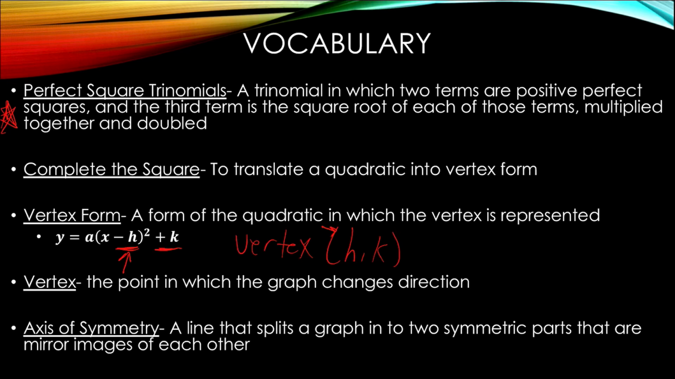The axis of symmetry is a line that splits a quadratic in half. So if I have my quadratic right here, that's the line of symmetry. It's going to fold it. It's going to go through the vertex. Okay, let's get started.